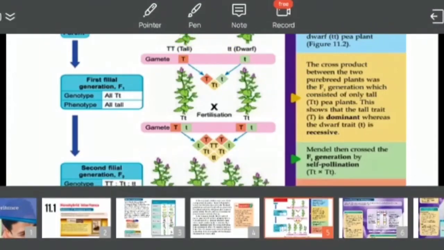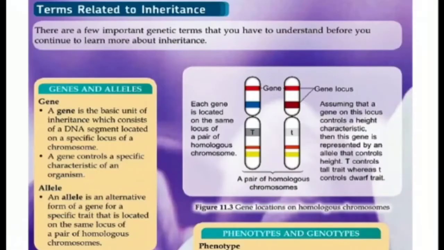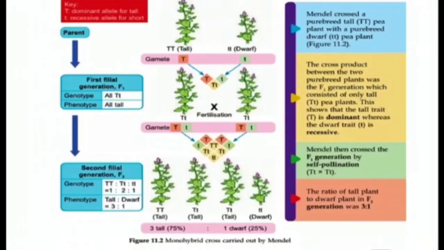The cross product between the two purebred plants was the F1 generation, or the first filial generation, which consisted of only tall pea plants. Tall pea plants with the genotype big T and small t. This shows that the tall trait, big T, is dominant, whereas the dwarf trait, small t, is recessive. So here, in the first filial generation, the genotype is all capital T, small t, and the phenotype is all tall.